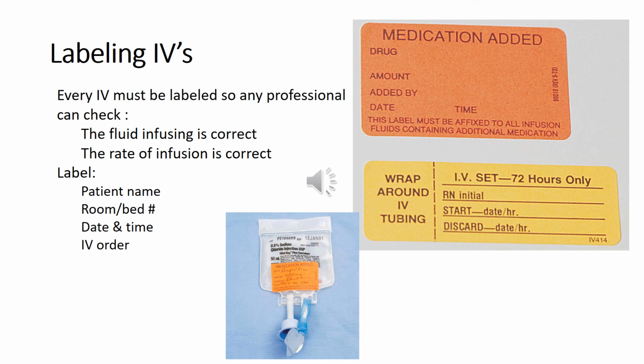The IV set needs to be changed every 72 hours. You're going to have the initial of the RN that did it, the start date and time. It's always important, and discard date and time. So if it's been up there for 72 hours or almost 72 hours, you're going to need to know. Depending on facility policy, but like I said, you're not IV certified, so you're not going to be changing out IV tubing. But you need to let the nurse know, hey, the IV tubing needs to be changed because it's been up past 72 hours.